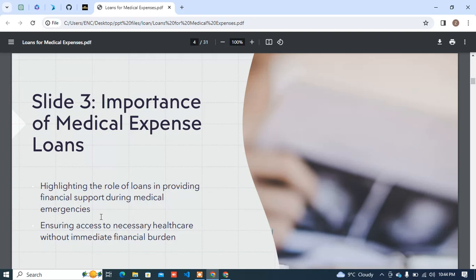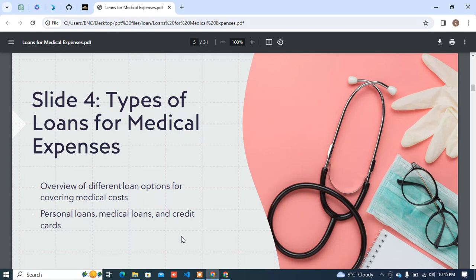Slide 3 is the importance of medical expense loans, highlighting the role of loans in providing financial support during medical emergencies. Point 2 is ensuring access to necessary health care without immediate financial burden.